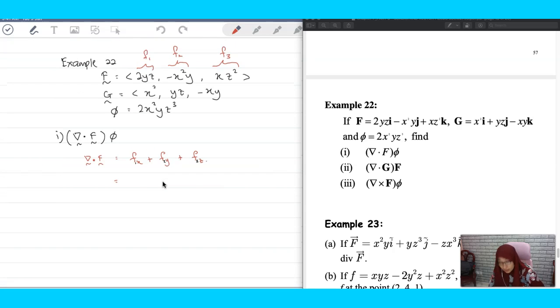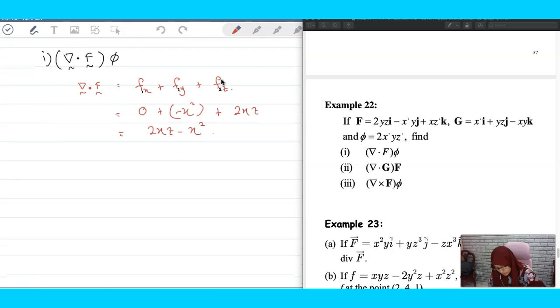So the first one, you have to differentiate this with respect to x. So no x, meaning these are all constants, so we get 0. And the second one, you have to differentiate with respect to y, so plus negative x squared. And the third one, we differentiate this with respect to z, so we have plus 2xz, which will give you 2xz minus x squared.